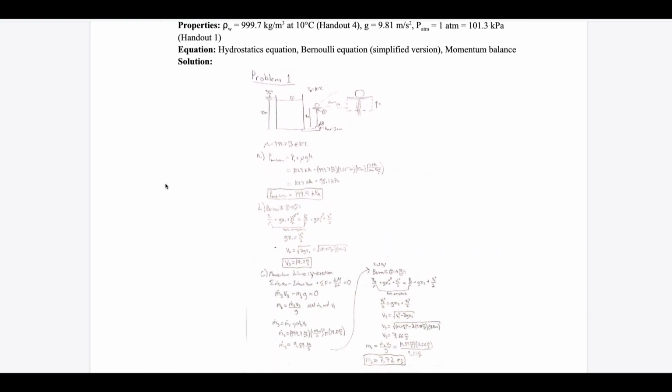Hydrostatics was first used to find the pressure at the bottom of the tank, as depicted in Part A. The properties used were found in handouts 1 and 4 for the density of water at the specified temperature of 10 degrees Celsius and the atmospheric pressure.